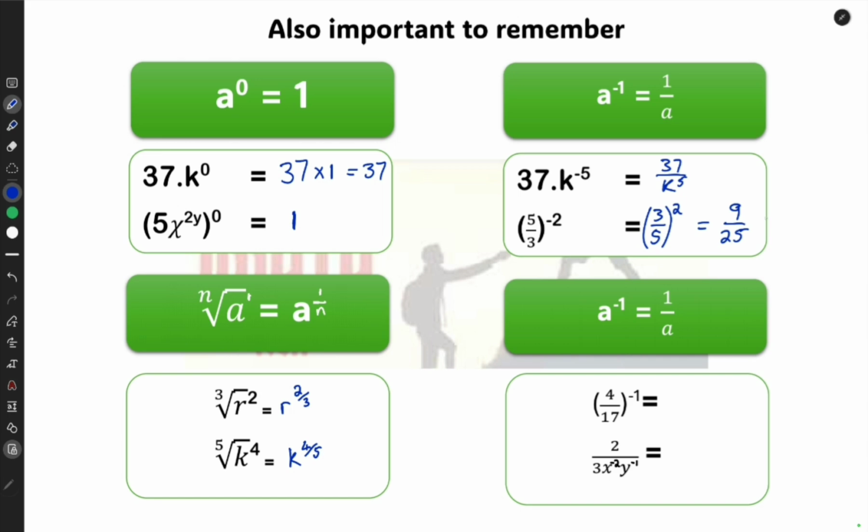Now, again, the same rule. I am just going to flip the fraction. That's my final answer. Now with this one, you need to move anything that has a negative exponent.